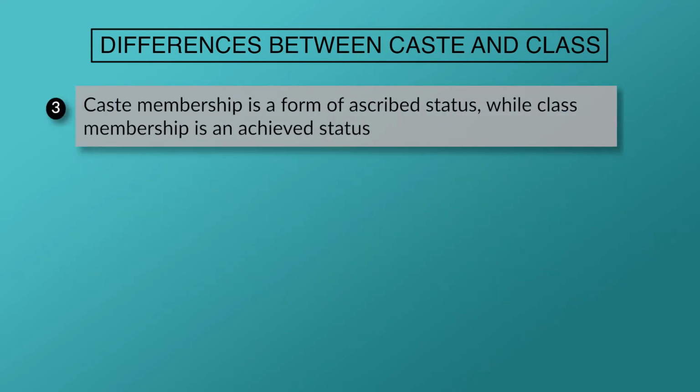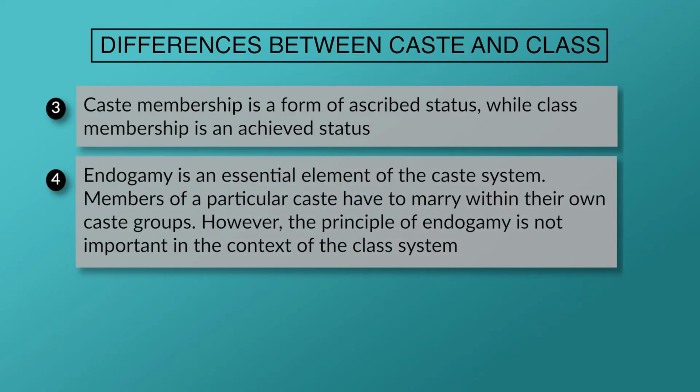Similarly, membership in a particular caste is membership by birth. So, ascribed status characterizes caste membership, whereas class membership can, in principle, be achieved. Another important aspect of caste is that endogamy is essential in order to perpetuate caste as a system. Members of a particular caste generally tend to marry within their own group, because caste has a cultural dimension to it as well. So, the principle of endogamy is not so significant as far as class is concerned.